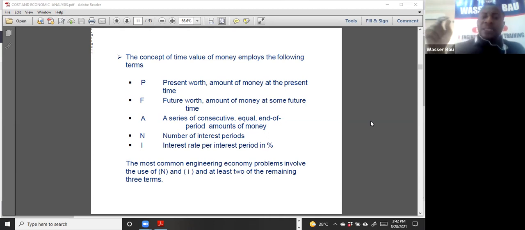Then I is the interest rate per interest period. It could be uniform, it could be varying, but there must be an interest rate. Even if you don't know what the interest rate is, I encourage you to use the inflation rate, because the inflation rate has a way of correlating with the interest rate. The inflation rate in Nigeria now is about 17% as at 2021.